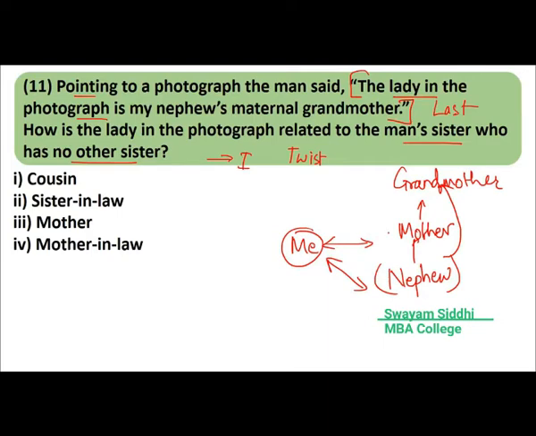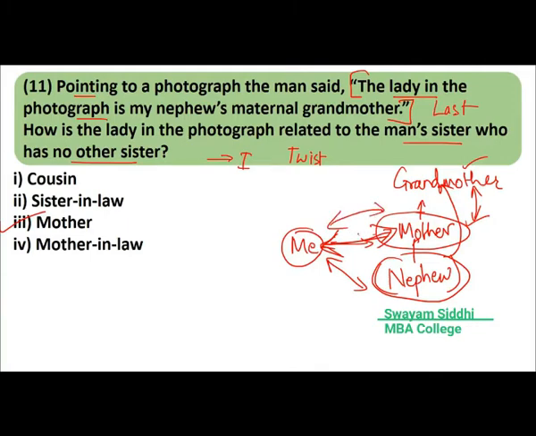So here we have to assume that I am directly related as a brother to the mother of my nephew. That means this is my sister. I have no other sister. So this is my sister and he is my nephew. What is the relation between the lady in the photograph and my sister? They are nothing but mother and daughter. So the lady in the photograph is the mother of the man's sister. See how easy it is.